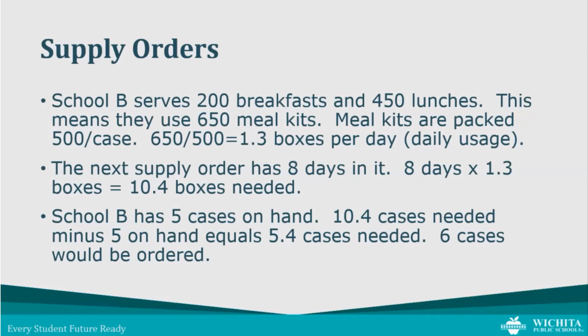The next supply order has 8 days in it. So 8 days times the 1.3 boxes equals 10.4 boxes needed. So school B has 5 cases on hand. So 10.4 minus the 5 on hand equals 5.4 cases needed on the next supply order. However, we can't order 5.4, so 6 cases would be ordered.